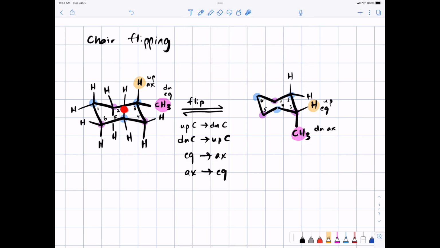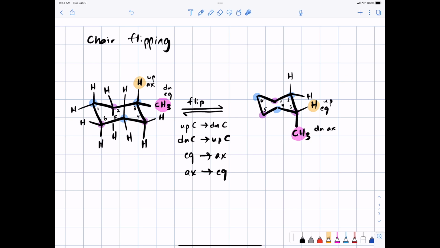I just find it most useful to continue to draw the chair in the same way. So it flips, and we move with it a little bit, so we still have the same perspective. Yeah? Just want to make sure I'm understanding correctly, but the down versus up, that refers to the direction that they're going, not whether they're on an up or down carbon. Exactly. Down versus up for the substituents refers to the direction they're going, not necessarily whether they're on an up carbon or a down carbon.